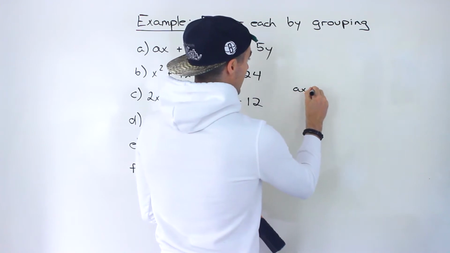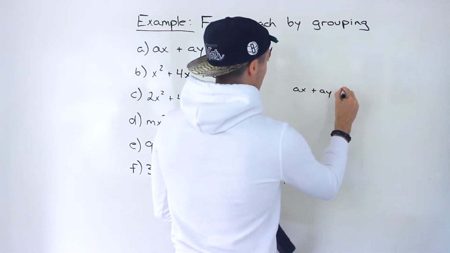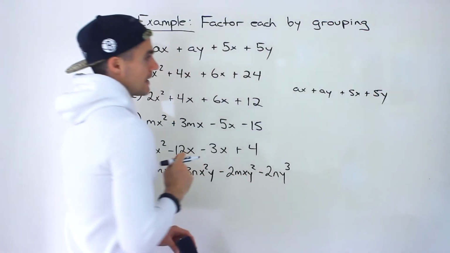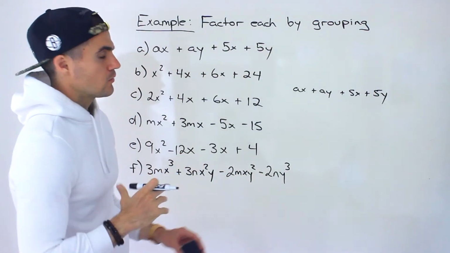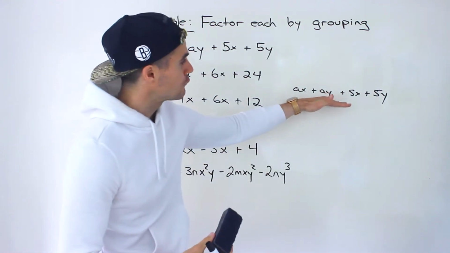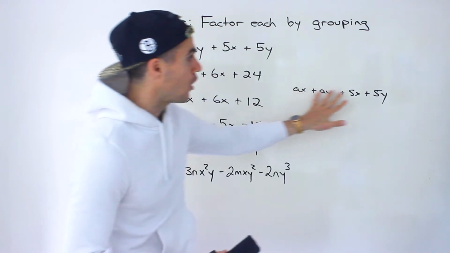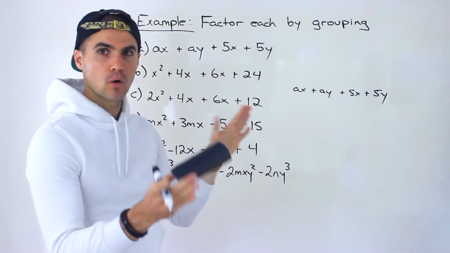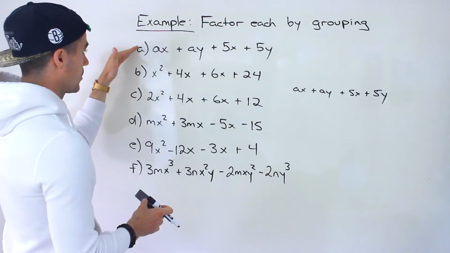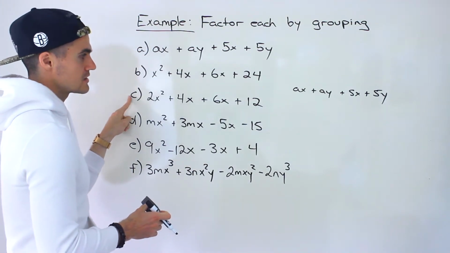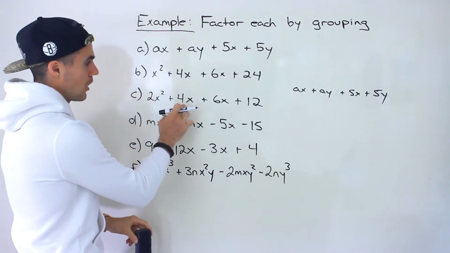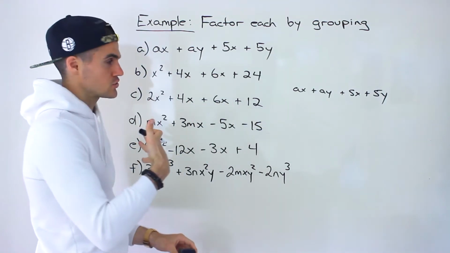So we got ax plus ay plus 5x plus 5y. Now, one thing I want to mention here, with any kind of factoring, what I always look for is, can I first factor something out of all of the expressions before going over any technique? And that's not going to be possible in part A and B, but in part C, you're going to see it's possible. In part C, there's going to be two ways to do it, because notice that from all of these expressions, we can actually take out a 2.